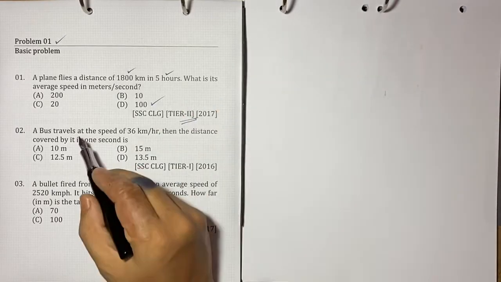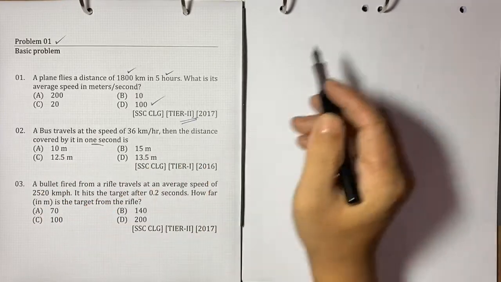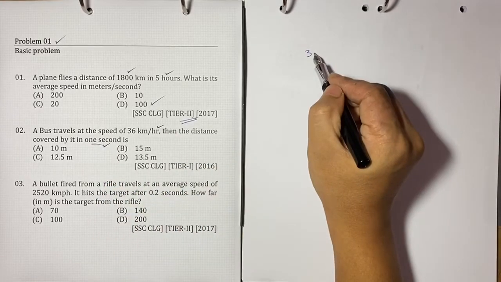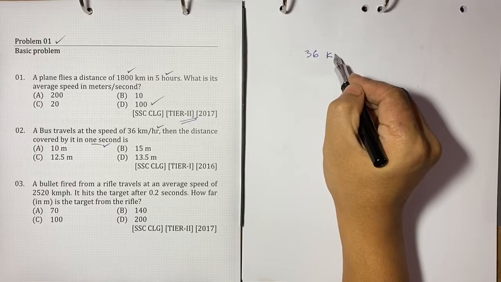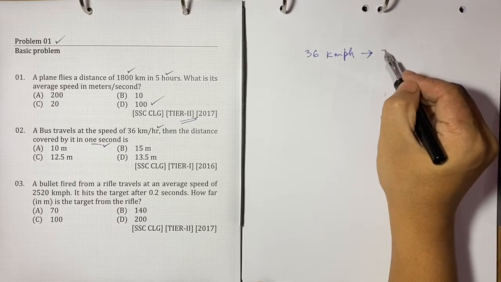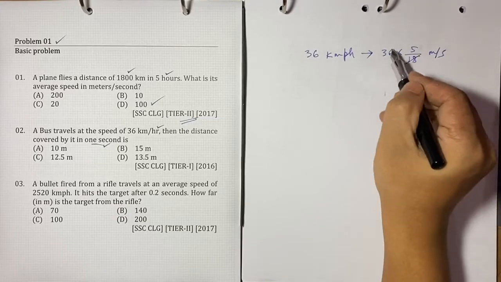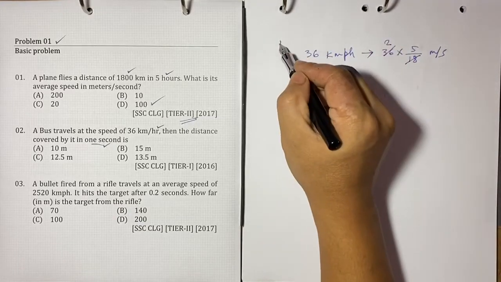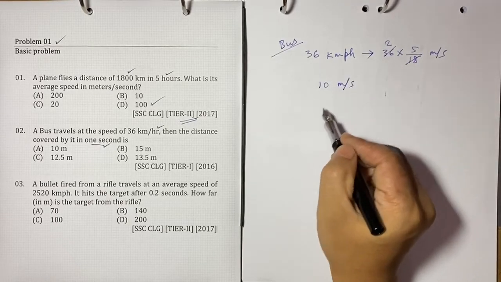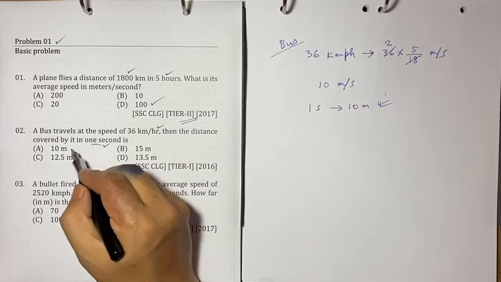A bus travels at the speed of 36 km per hour, then the distance covered by it in 1 second. Okay, this is 36 km per hour, the speed. To convert to meter per second, multiply by 5 divided by 18 meter per second. Cancelling, we get 2. So the speed of the bus is simply 10 meter per second. It means it covers 10 meters in 1 second. So in this case the answer will be 10 meter.